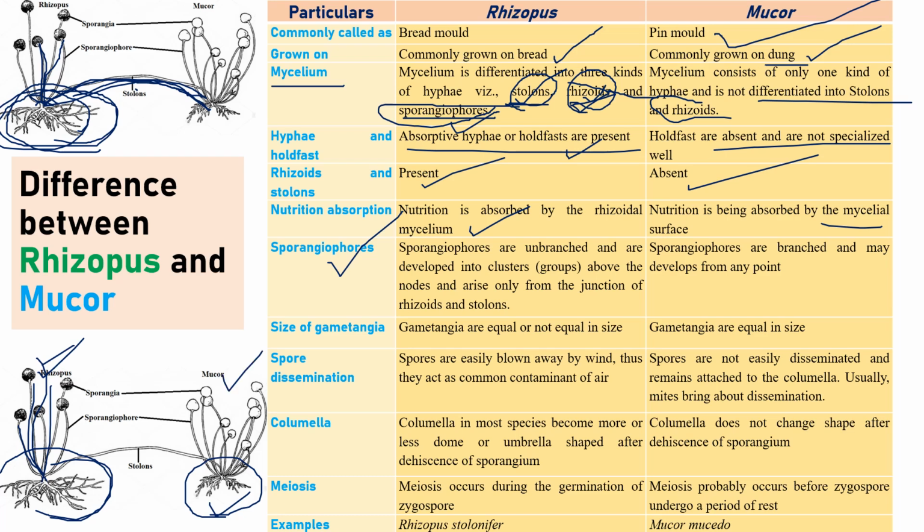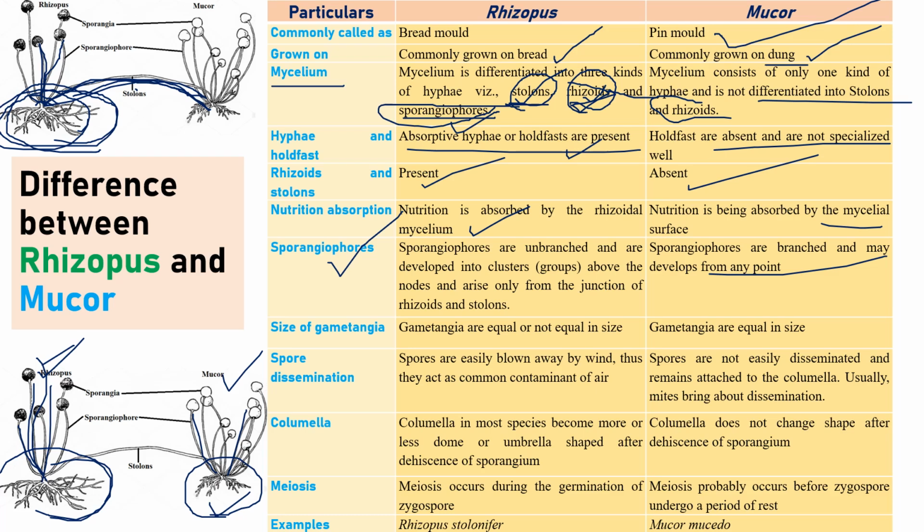When it comes to Mucor, they were clearly branched. They were highly branched and may develop from any point. But in the case of Rhizopus, they were unbranched, and sometimes clusters just arise from the junction of the rhizoids or maybe stolons. And when it comes to Mucor, they were highly branched and they developed from any point.